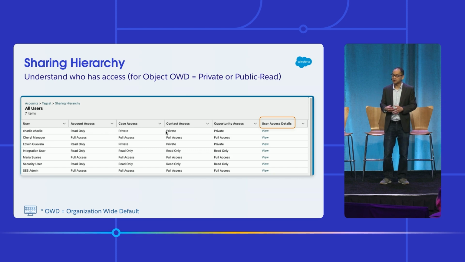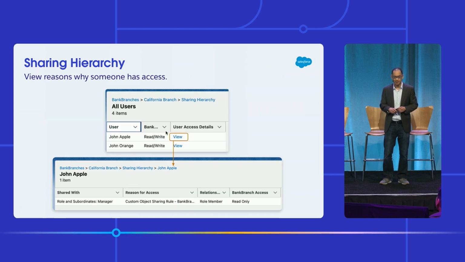It's really important, especially if you have two users where one user cannot access something but the other can, and they're supposed to have the same access. So let's drill into the details. In this scenario, John gets access based on a sharing rule based on his role, so you'll see the reasons for that user's access.